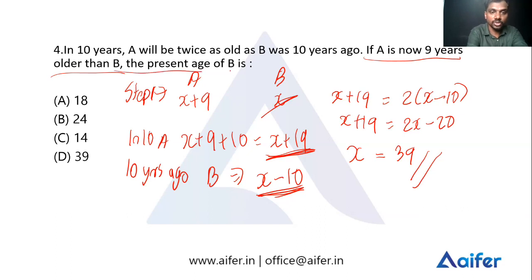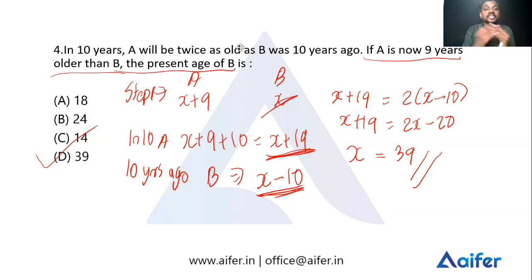So the question is also the present age of B. So we have 39 as the correct answer for this particular question. In this lesson, remember, in this particular question also, we have repeated the pattern that we normally use for age-related questions. What's the pattern?